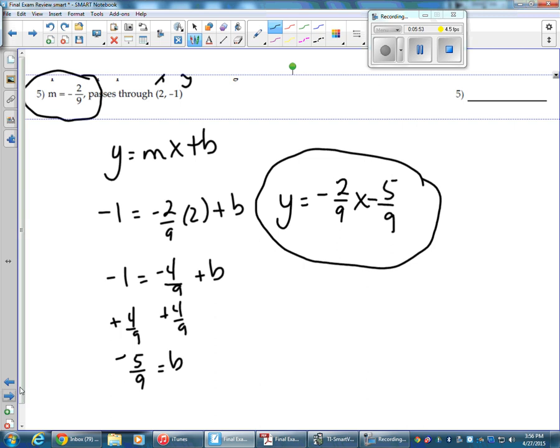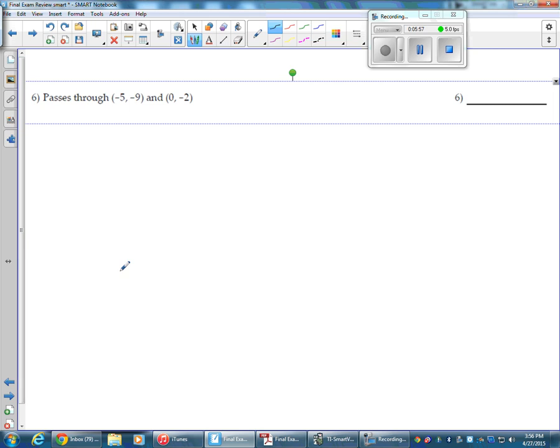Next several problems have to do with equations of lines, so you're going to want to remember this y equals mx plus b. So now I don't know the slope. I do know the y-intercept because this is 0, negative 2. So this is going to be b right here. Because if it's the point 0, negative 2, think about where that's at. That's here. That's on the y-axis. So that kind of helps me. So I've got this line going through negative 5, negative 9, and 0, negative 2, and I've got to find the equation of this line.